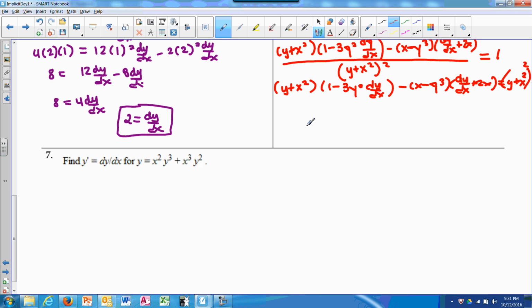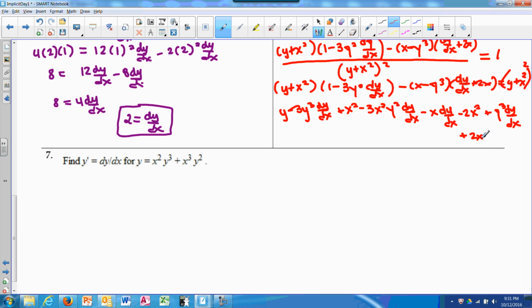Now, in order to get the dy dx on this one isolated, I'm going to have to FOIL these out. When I do that, I get y minus 3y cubed dy dx plus x squared minus 3x squared y squared dy dx minus x times dy dx minus 2x squared plus y cubed dy dx plus 2x y cubed equals y plus x squared quantity squared.